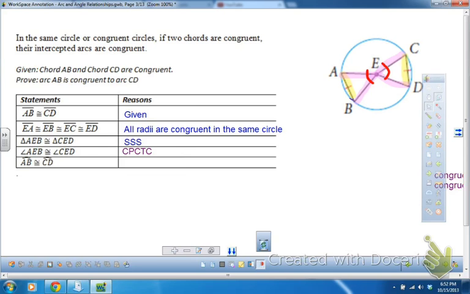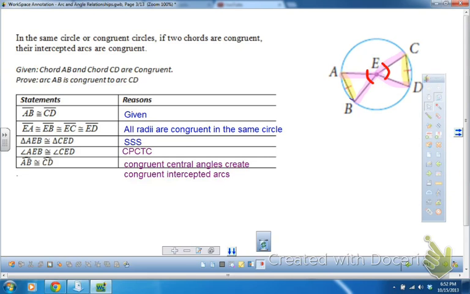So first we proved the two triangles are congruent. Then we were able to say that those central angles, angle AEB and angle CED, are now congruent. Well, then we also learned that if this central angle is congruent to this central angle, the measure of the intercepted arc will also be the same as those central angles. Therefore, those intercepted arcs would have to be congruent as well.